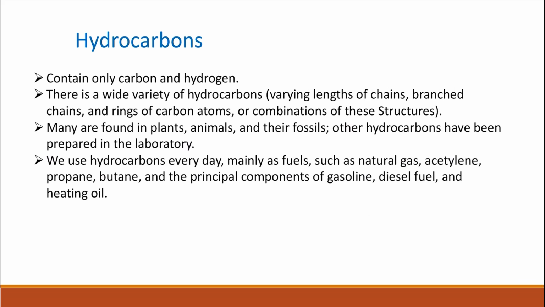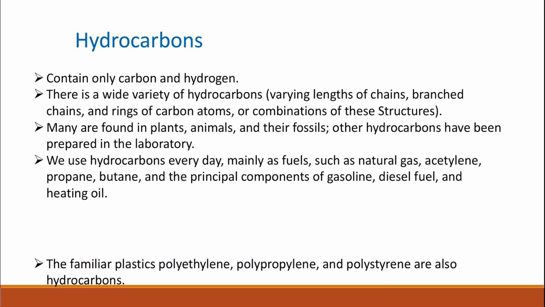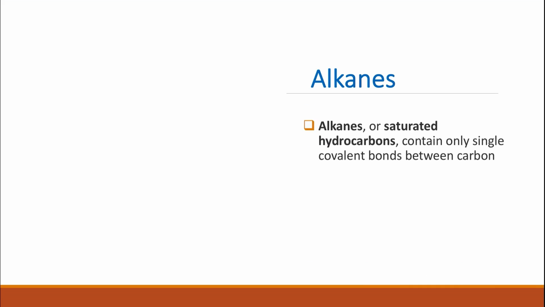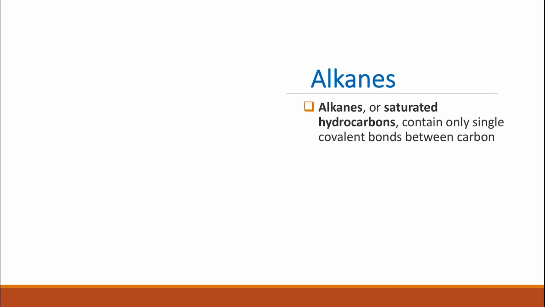We use hydrocarbons in everyday life, such as fuel, such as natural gas, acetylene, propane, butane, and so on, and also in the petrochemical industry, and the plastics that we use are also polymers that come from hydrocarbons. The first series of the hydrocarbons is the alkanes, and alkanes are saturated hydrocarbons.